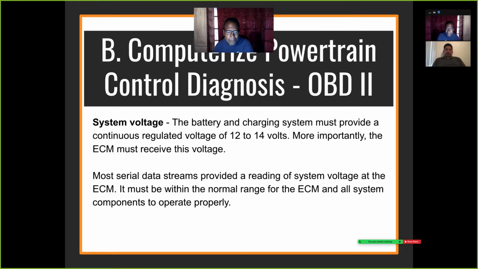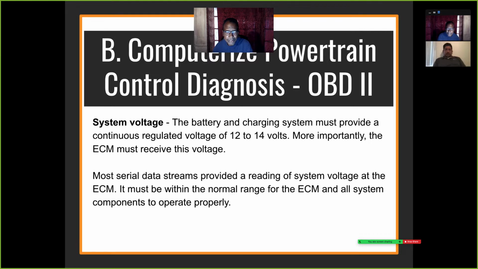System voltage: the battery and charging system must provide a continuous regulated voltage of 12 to 14 volts. More importantly, the ECM must receive the voltage. Okay, so if you lose voltage to the PCM, it can obviously shut the car down, even in the composite vehicle. We're going to look at it later on, but there are certain pins that have to receive voltage all the time. When we get to the composite vehicle, I'll show you which ones they are.